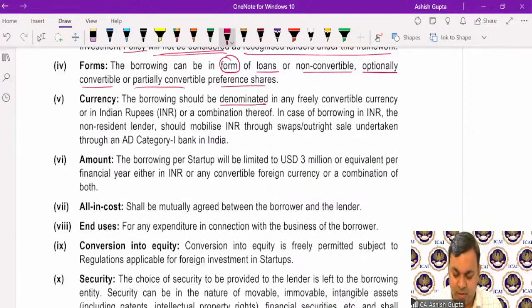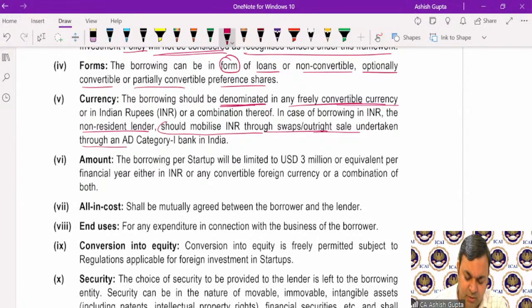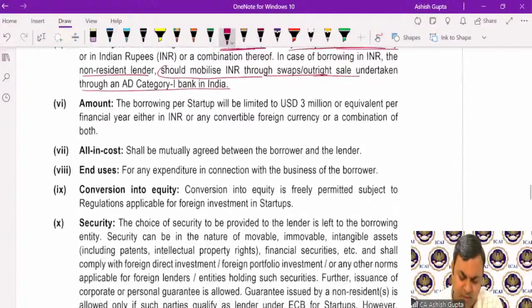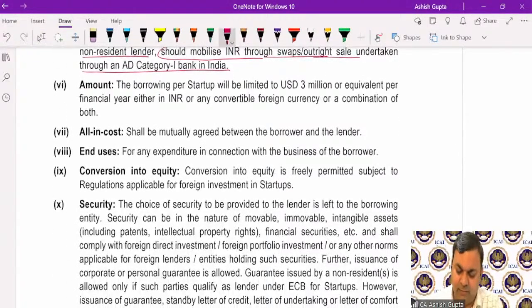The borrowing should be denominated in any freely convertible currency or Indian rupees or any combination thereof. In case of borrowing in INR, the non-resident lender should mobilize INR through swap, exchange, or outright sale undertaken through an authorized dealer category 1 bank in India. Amount: the borrowing per startup will be limited to USD 3 million. They have fixed the limit of 3 million.